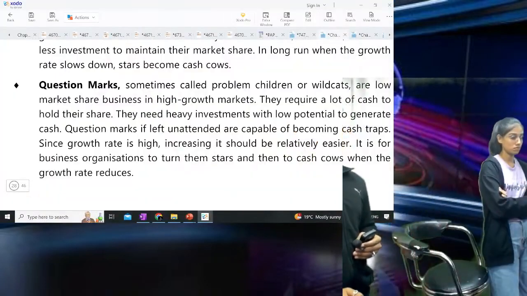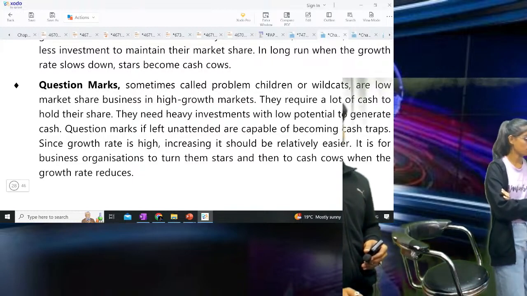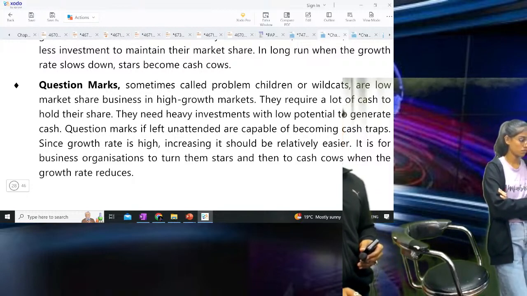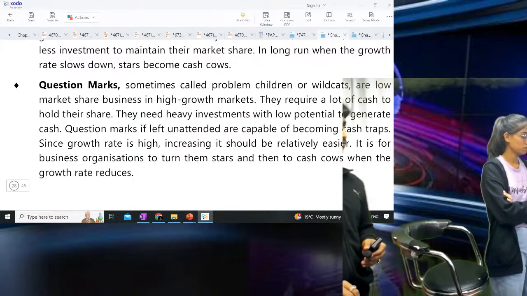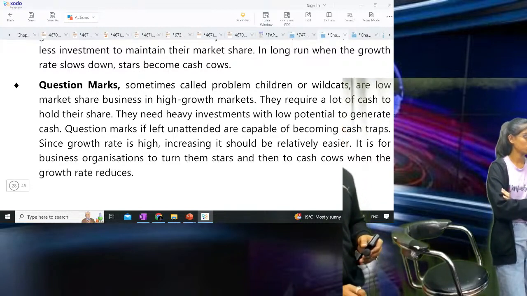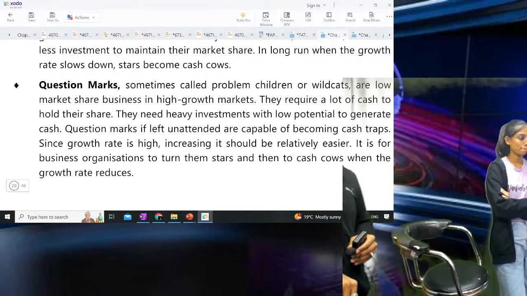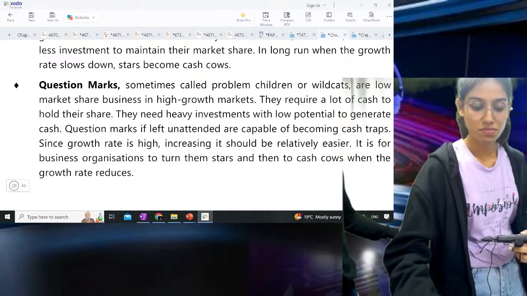Write examples here. Very good. Tell fast. Netflix, Pepsodent, iPhone, Tata Motors. All brilliant examples. Netflix. Apple iPhone. Third, Pepsodent. And Tata Motors. Read. Cash cow. Above.